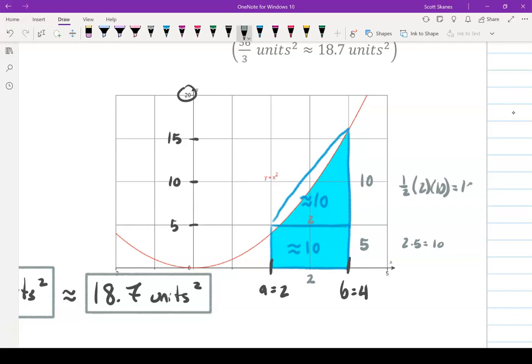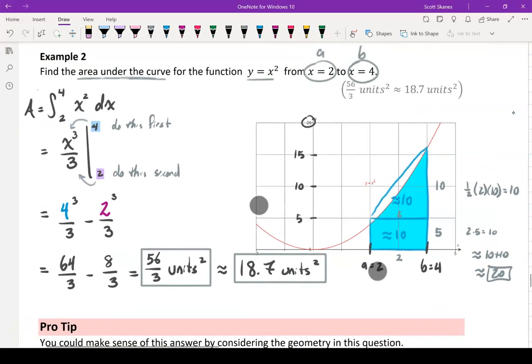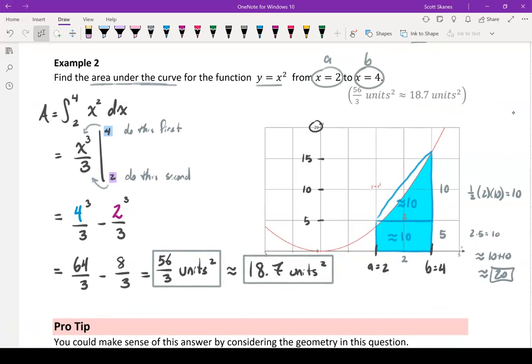which is 10. I'm just showing you the geometry. It's totally secondary to the integration. This is not necessary for you to do. I'm just showing it for your benefit to know what is going on here. If you had to estimate, it would be approximately 10 plus 10 units squared, which is approximately 20 units squared in total, but we can see that the actual exact area is 18.7, or at least 56 over 3. So at the end of the day, you actually could not write any of that triangle stuff.